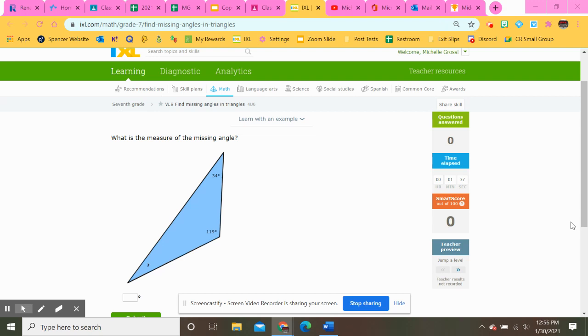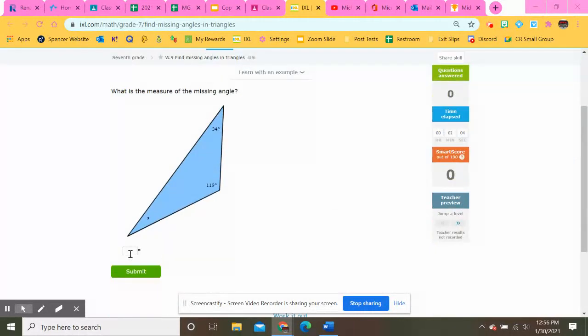I'm going to give you a little bit of help on this IXL, finding missing angles in triangles. In order to do this one, you need to know that all triangles add up to be 180 degrees. So if you look at this triangle, you know two of the three angles, 119 and 34. You would subtract those from 180. So 180 minus 119 is 61, and then 61 minus 34 is 27. So that angle right there is 27 degrees.